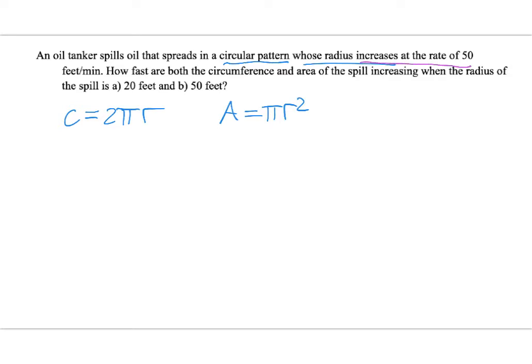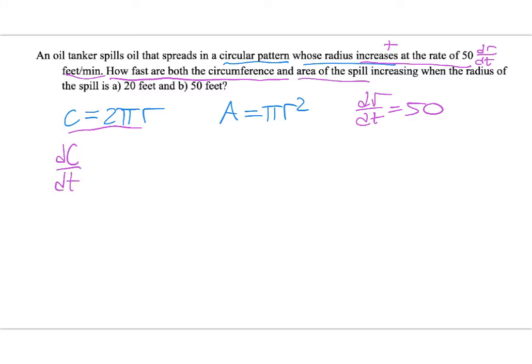And radius increases at a rate of 50 feet per minute. Okay, that sounds like a positive rate. And this is going to be a change in radius, so dr/dt. I'm going to write that down. dr/dt is equal to 50. How fast are both the circumference? Okay. That's asking about dC/dt. And the area of the spill, okay, it's asking about dA/dt. Increasing when the radius of the spill is, all right, so we have two different radii to use. R1 is 20, R2 is 50.